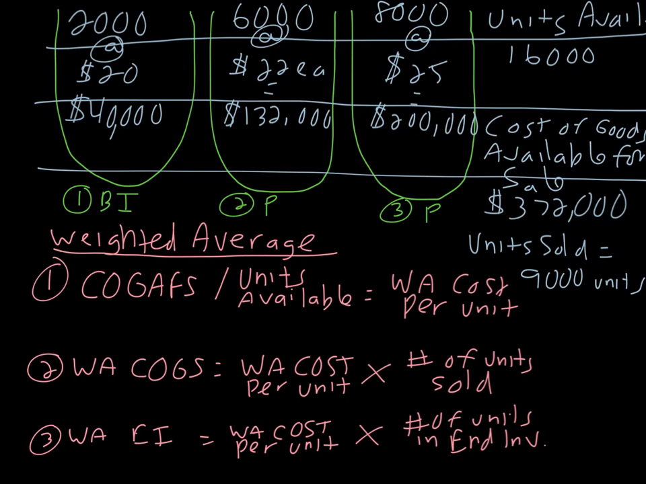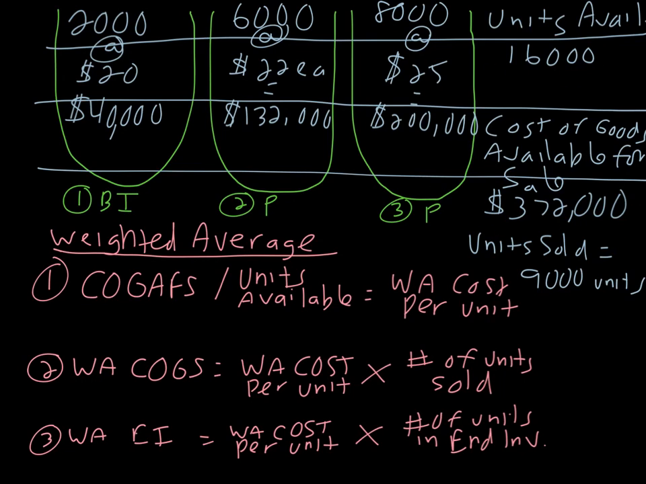First step is you're just going to take this cost of goods available for sale. Again, we did that in the first video. You're using it in every single method. And you're going to divide it by the total units available. If you remember from our video, I had 2,000 plus 6,000 plus 8,000. That's all of the units that I had available for sale, which is 16,000. And all 16,000 of those cost me a total of 372,000.